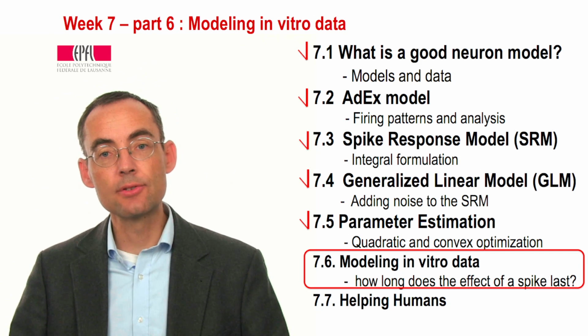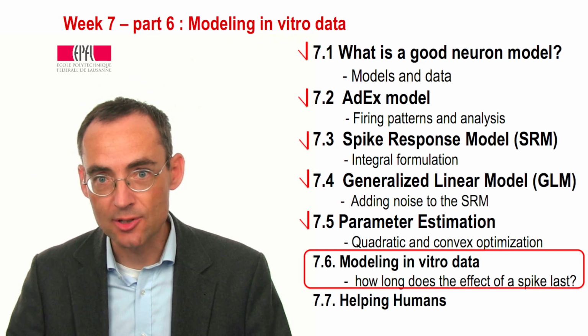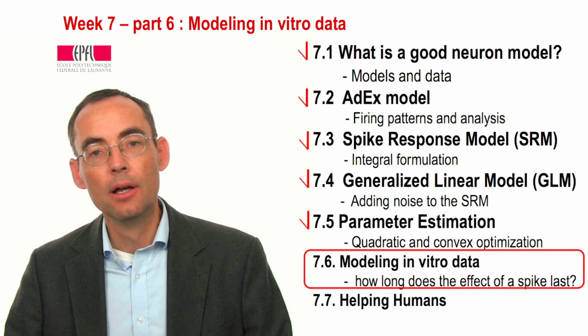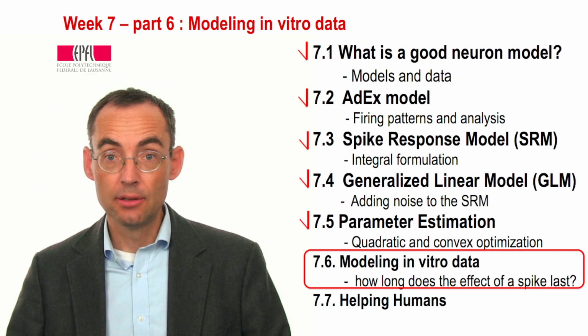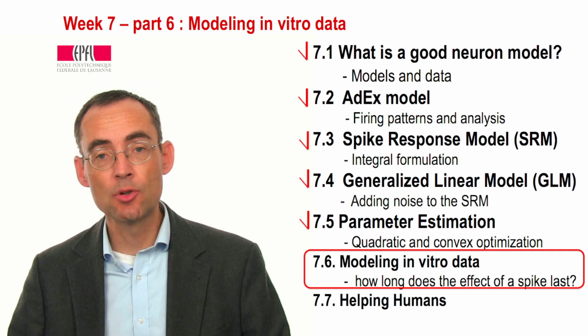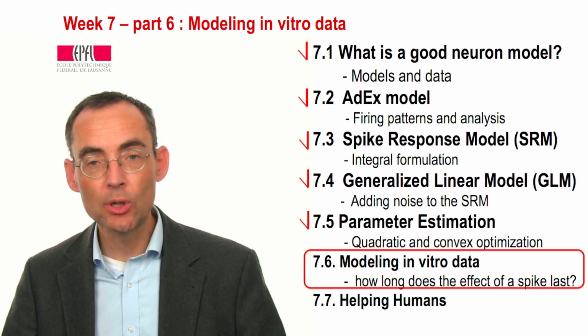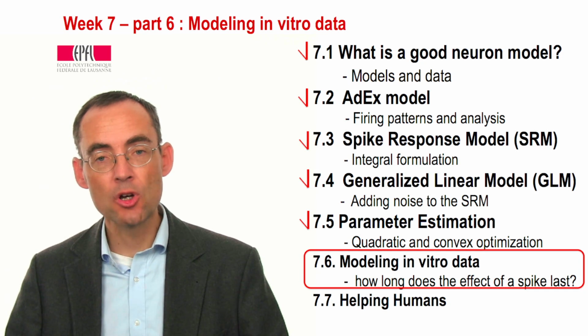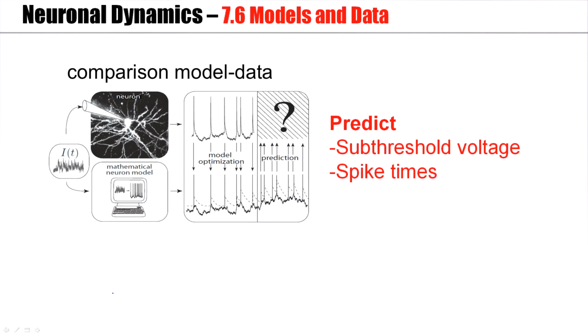Welcome to part 6 of week 7 of the class Neuronal Dynamics. Now we have all the tools ready: parameter optimization of neuron models. Let's now look at some data, and we focus on in vitro data.